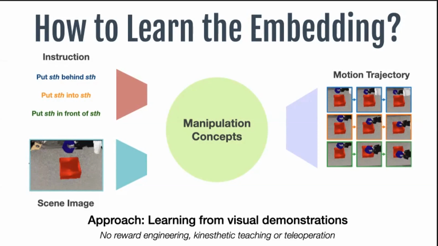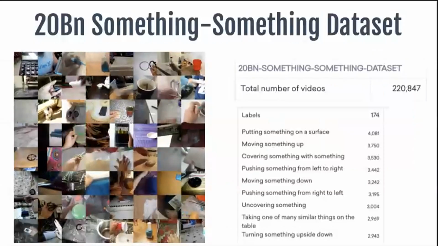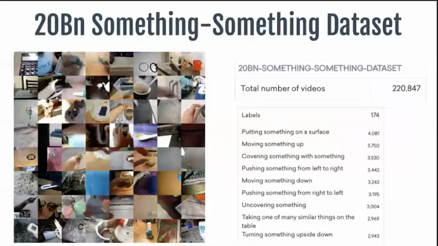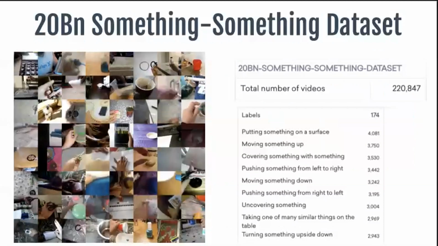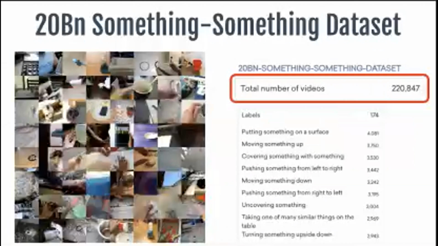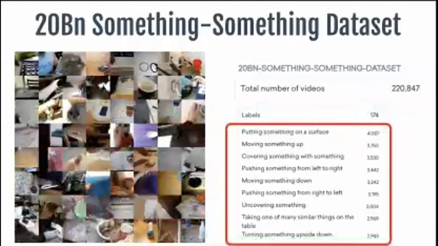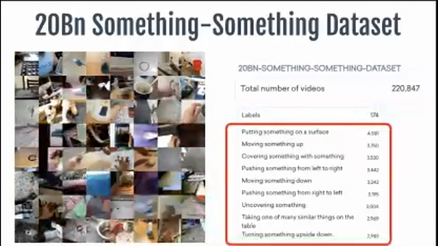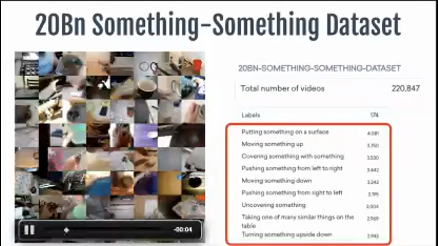And for the video demonstrations, we used the 20BN Something-Something dataset. It contains around 200K video clips with 174 different action classes. Each video clip is annotated with task descriptions, such as putting something on a surface or moving something up.